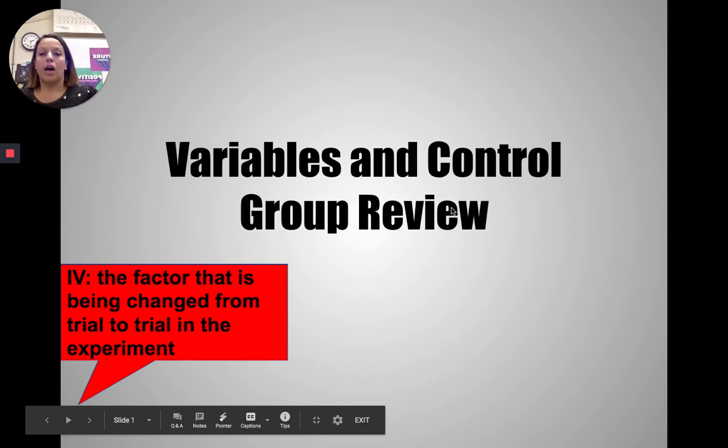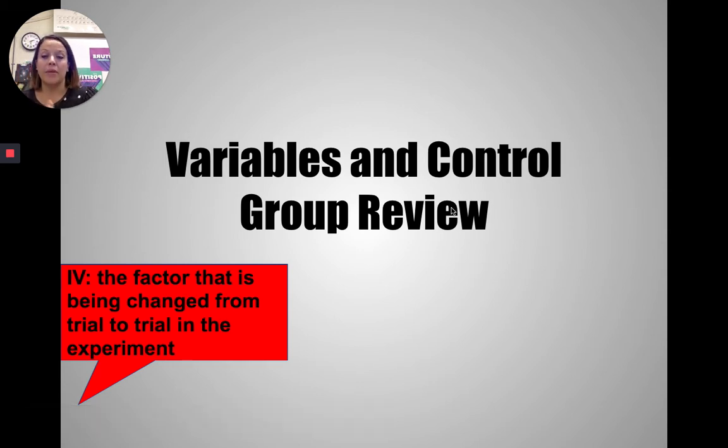There we go. When we say IV, we're talking about the independent variable, and that's the factor that's being changed from trial to trial in the experiment. So if I want to know if something has an effect, I'm going to change it from trial to trial, and that's my independent variable.